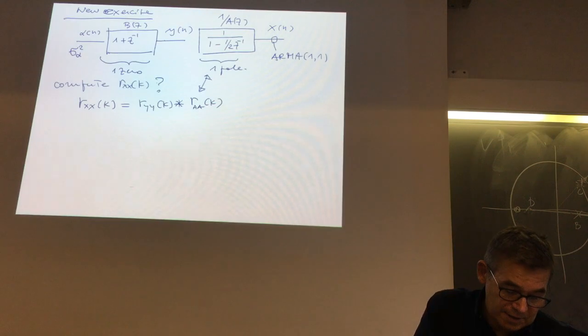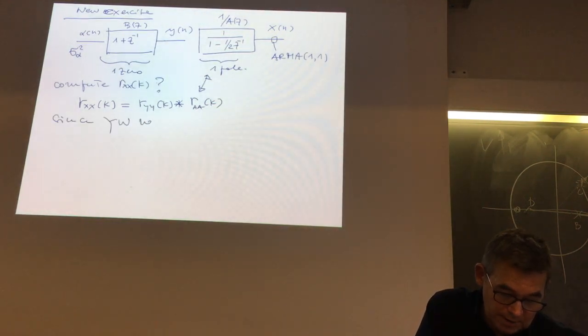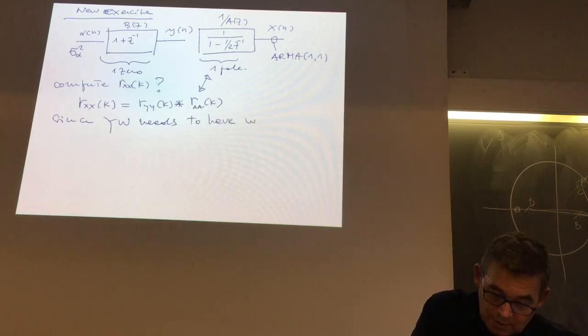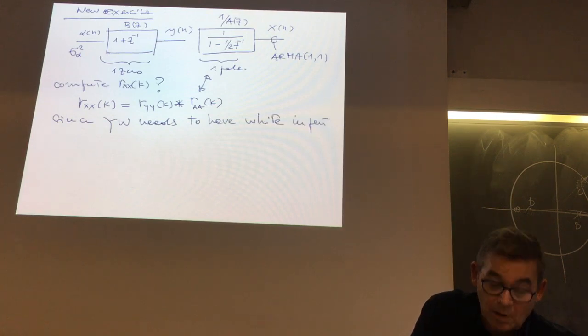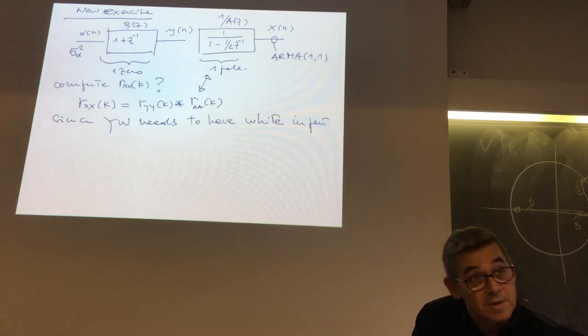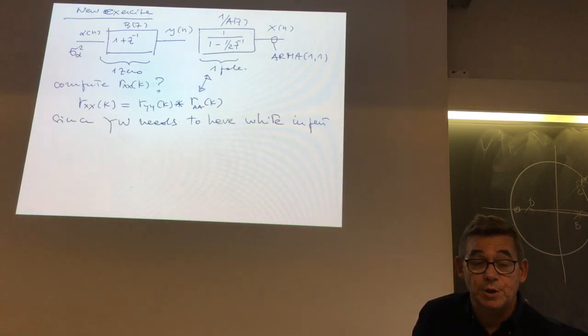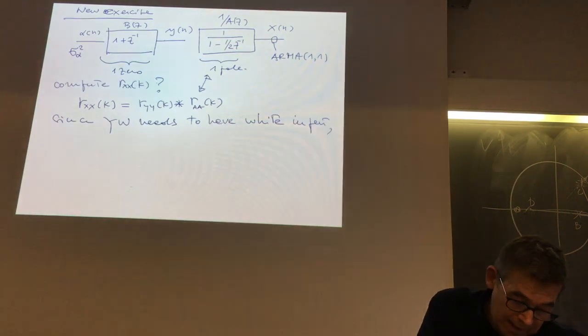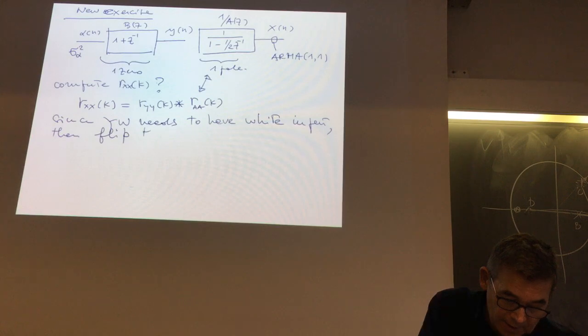Since Yule-Walker needs to have a white input, a white random process as an input, which means, white input is just a shorthand, then flip the two systems.